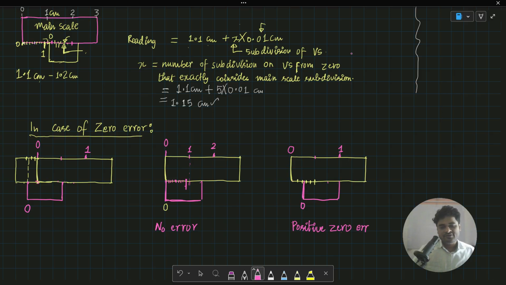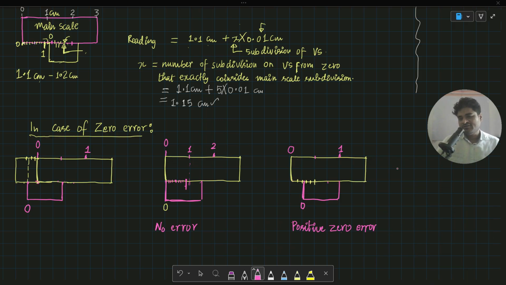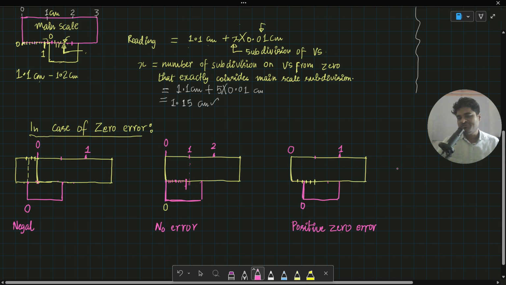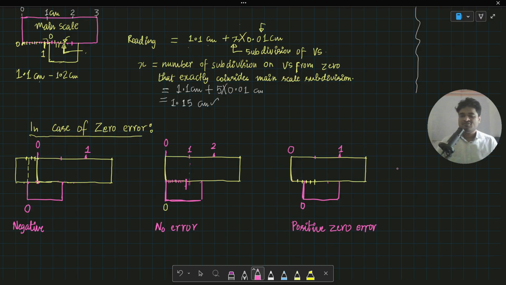We'll see how to calculate this error. After this, in this case you can see that 0 of the vernier scale is to the left of 0 of the main scale. That's why this is called negative zero error. When there is no object, there is an error, and because 0 of the vernier scale is on the left side of 0 of the main scale, it is called negative zero error.